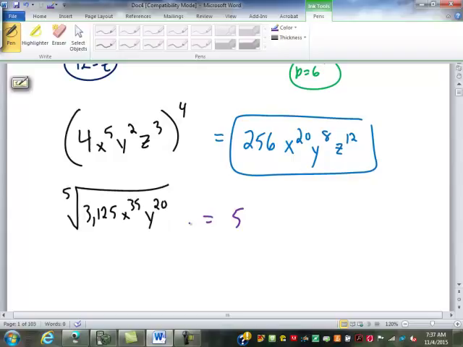And then for each of the variables, what do we do with their powers? We divide by the index of the root. This is a 5th root, so the powers are divided by 5. So x to the 35th, 5th root of that will be x to the 7th. And then y to the 20th, the 5th root of that will be y to the 4th.